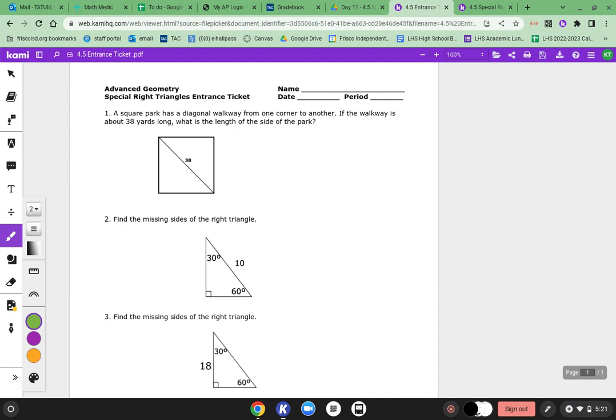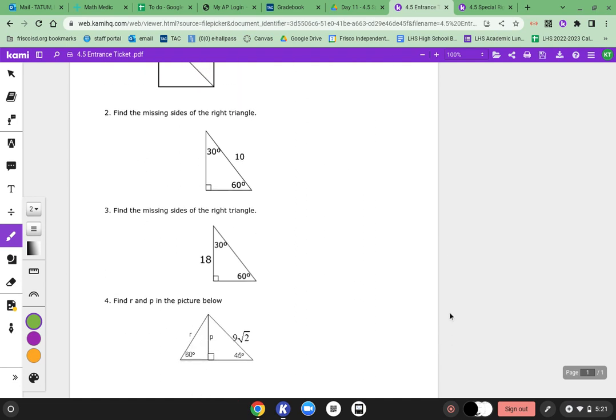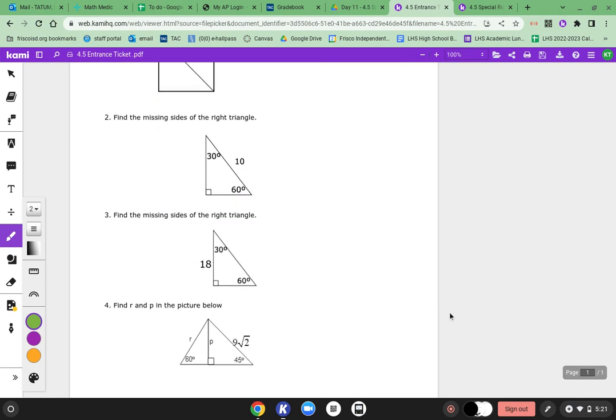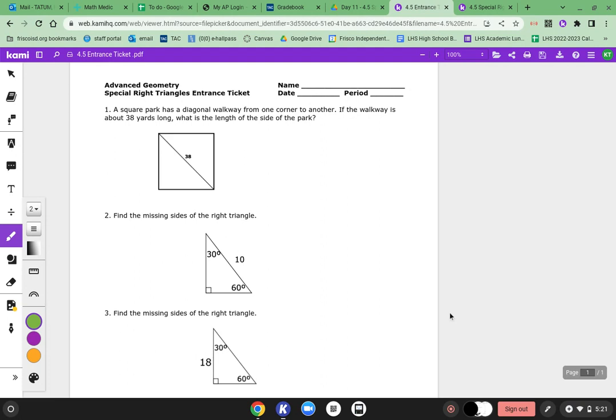So the first thing that we're going to start with today is looking at your entrance ticket. If you haven't already done your entrance ticket, if someone could just pause the video and then unpause it once most people have completed the entrance ticket. So maybe 7 to 10 minutes, somewhere around there. And then we'll grade it together.